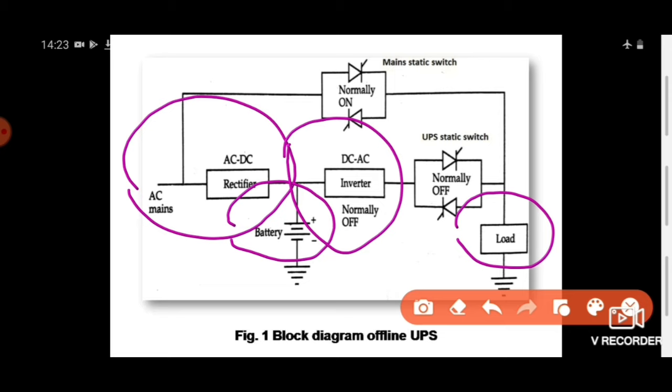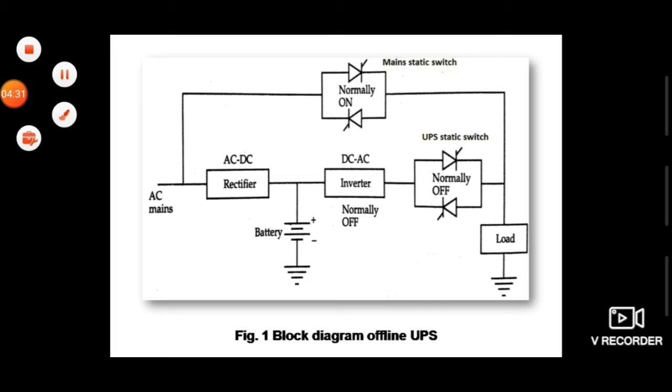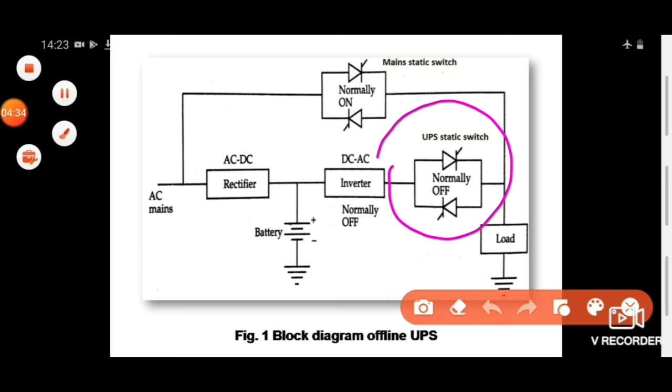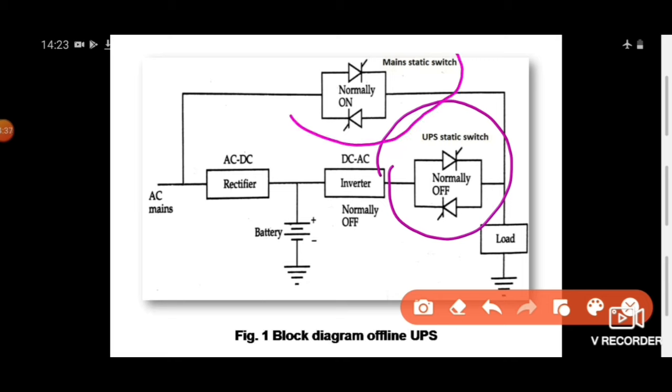Now, you can see here two different static switches. This is one static switch, and this is another static switch. This is actually the main static switch, and this is the UPS static switch. The main static switch is a normally on type switch, and the UPS static switch is a normally off type switch. Keep all these points in your mind and try to write them down in your copy.